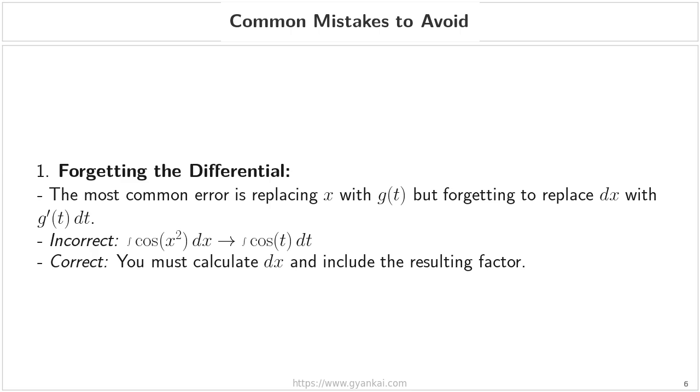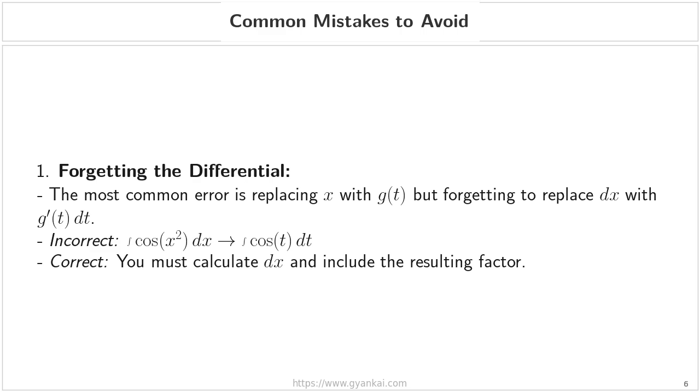Remember, when we're making a substitution, let's say we replace x with g of t, we can't just change the x part of the integral. The dx also needs to be transformed. What we saw on the previous slides is that dx becomes g prime of t dt. So, if you simply replace x with t and ignore the dx part, you're not correctly accounting for the scaling factor, and your integration will be incorrect.